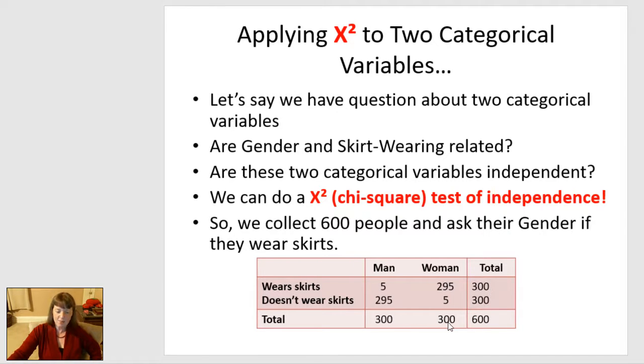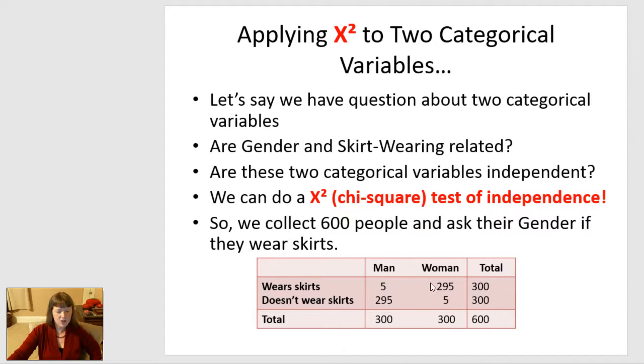Out here in the margins are called the marginal frequencies. 300 people wear skirts, 300 people don't wear skirts, 300 people are women, 300 people are men. So there's a total of 600 people. 5 men wear skirts, 295 men don't wear skirts, thus a total of 300 men. 295 women wear skirts. 5 women don't wear skirts for a total of 300 women.